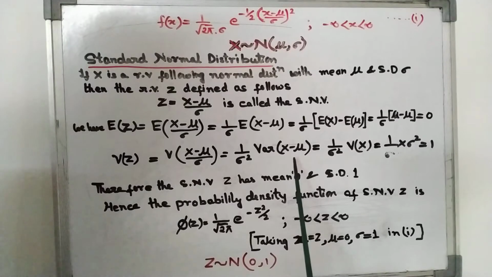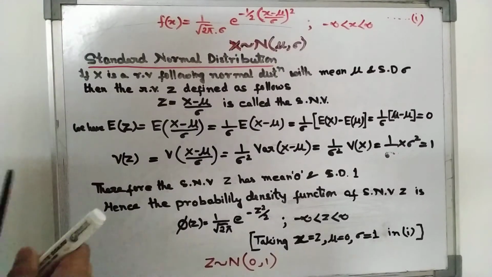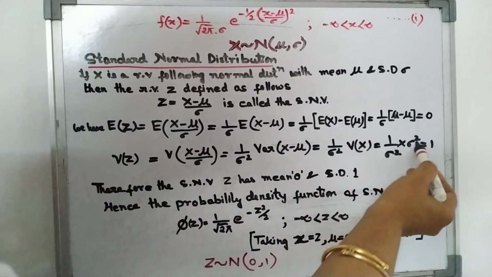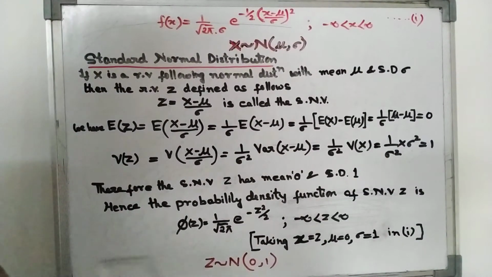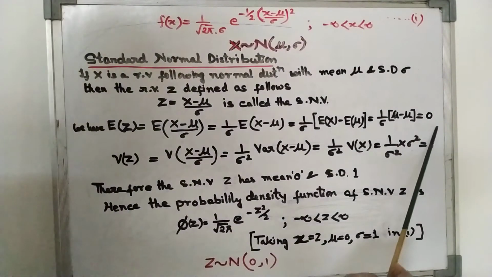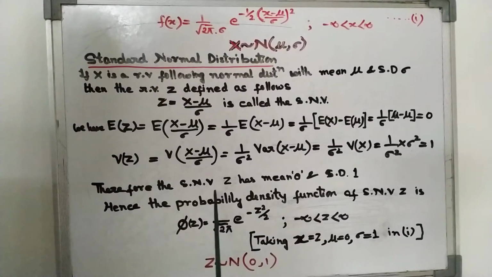Also we know that the variance is independent of change of origin, and here we are changing the origin. So we write the variance of x here. Now this will be sigma square, since the variance of x is sigma square. So this cancels and it becomes 1. So the mean of the standard normal variate is 0 and the variance is 1. Therefore the standard normal variate z has mean 0 and standard deviation 1. Variance is 1 means standard deviation is also 1.